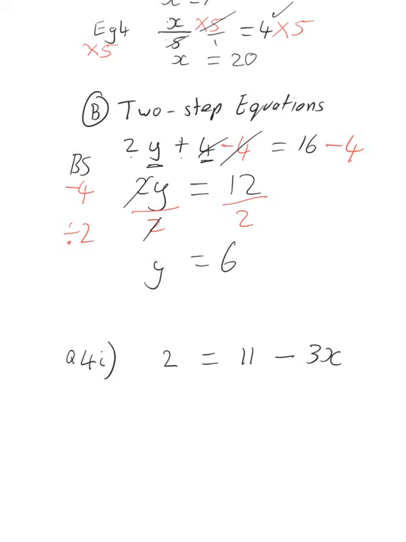Now again, we've sort of scrunched over the original question, but if we look at it here, we think it's 6. 2 times 6 is 12. 12 plus 4 equals 16, and we know we're correct.